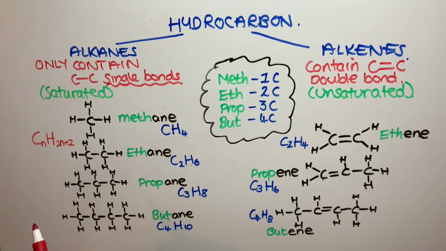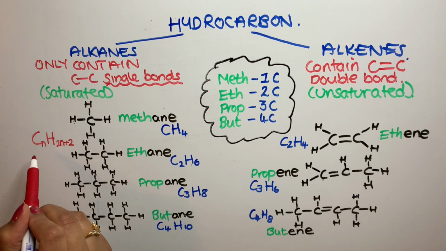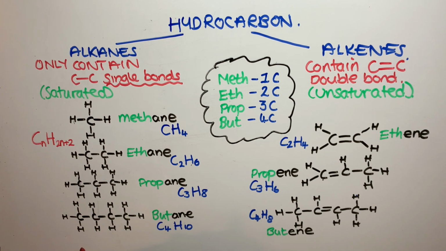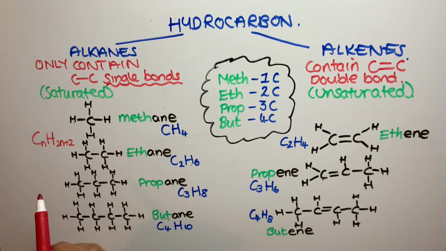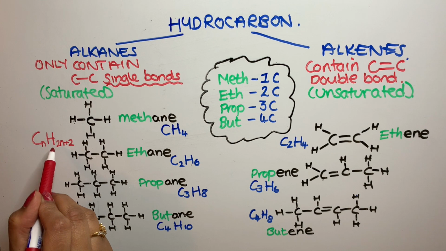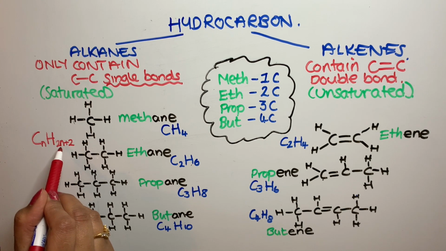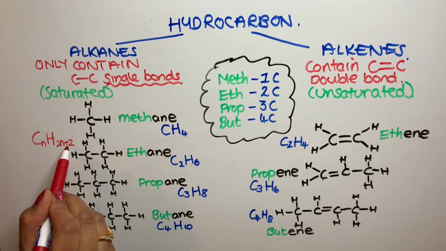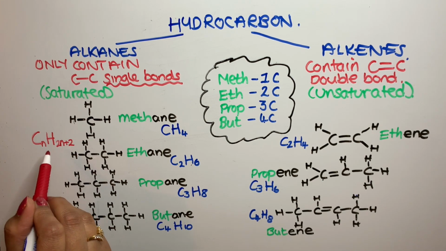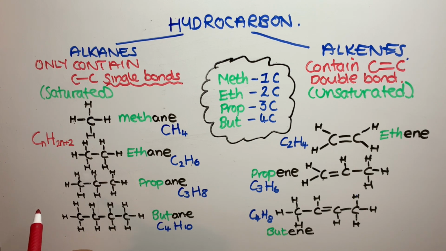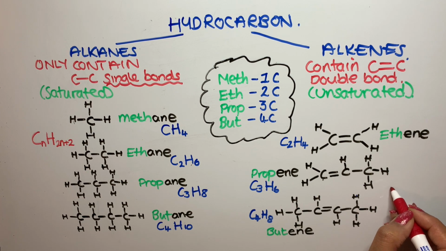CnH2n+2. So for example, if I said I had an alkane with 15 carbon atoms, what is the formula? It would be C15, because that's how many carbons I have. Then to work out my hydrogens, it would be 2n, so 15 times 2 would be 30, plus 2 would be 32. So the formula would be C15H32.